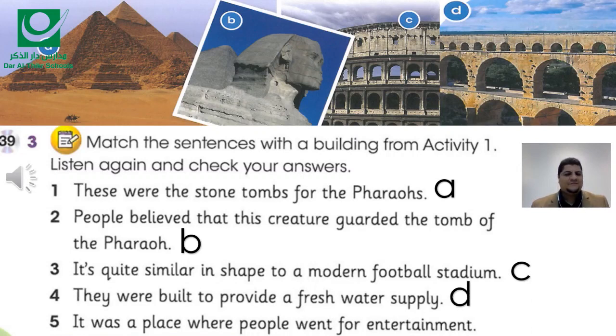4. Amphitheatres were places where the Romans went for entertainment. They had a central stage with rows of seats around it. They are quite similar to a modern football stadium. People used to watch fights between gladiators and wild animals, such as lions and bears. Look, this was the largest amphitheatre in the Roman Empire, the Colosseum.